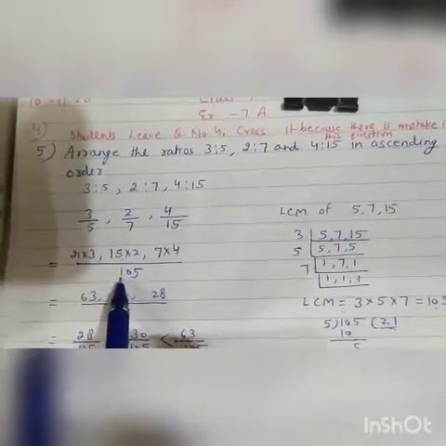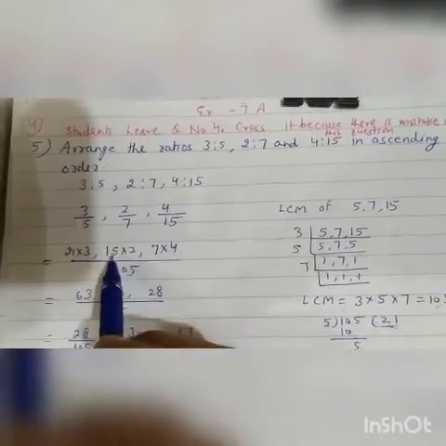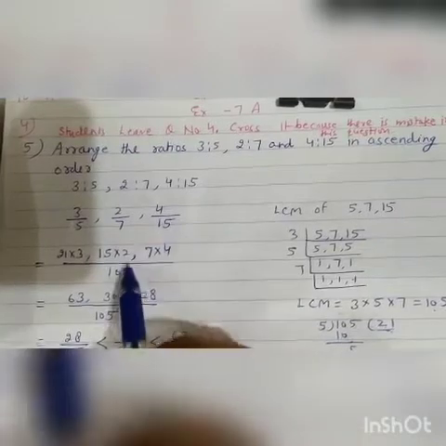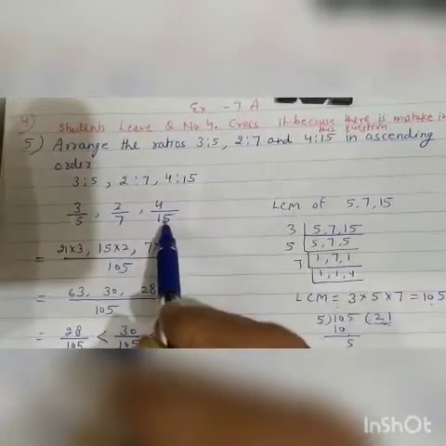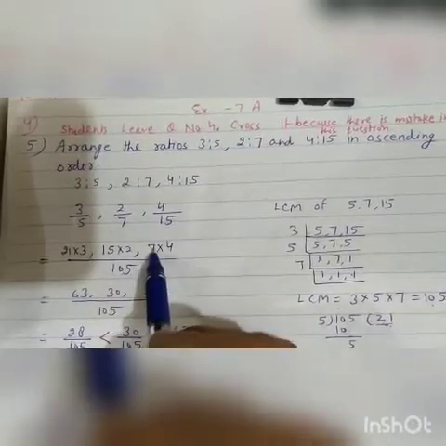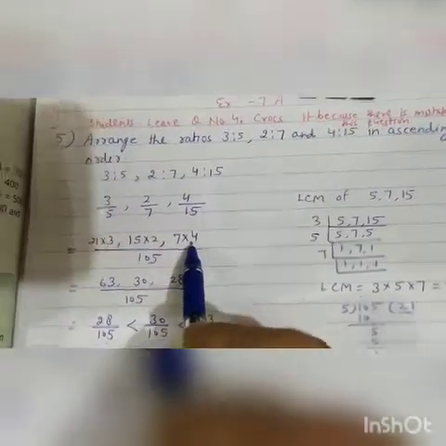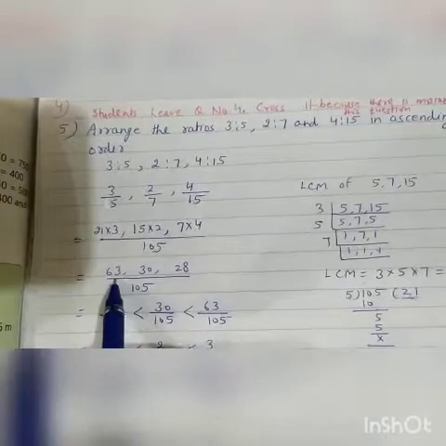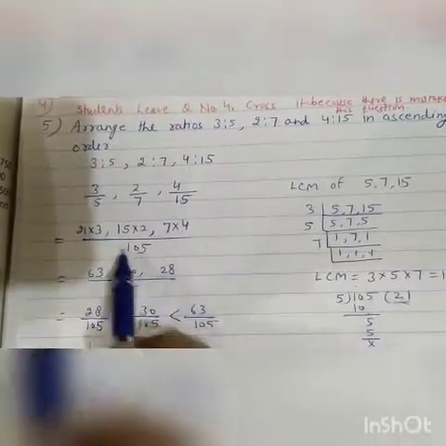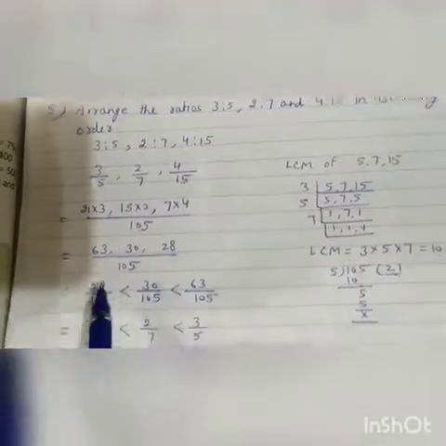Again divide this 105 by this 7. We get 15. Then 15 multiplied by 2. Again this 105 divided by this 15. We get 7. 15 7s are 105. Then 7 multiplied by this numerator 4. Now 21 3s are 63. 15 2s are 30. 7 4s are 28 upon this 105.